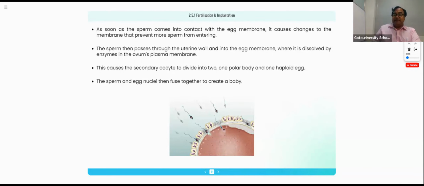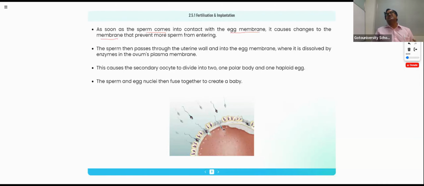For example, if you're talking about the egg membrane, the sperm comes in contact with the egg membrane, it causes changes in the membrane. What do you mean by egg membrane? Can you say the other name of the egg membrane? So we need to recall. In the last class, I told you the egg membrane is also called zona pellucida.